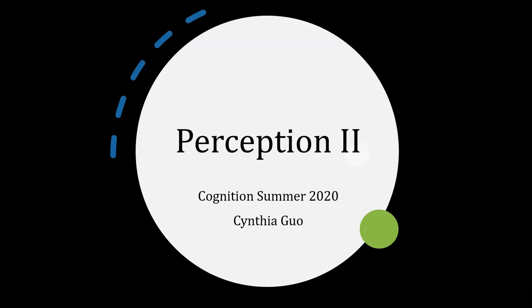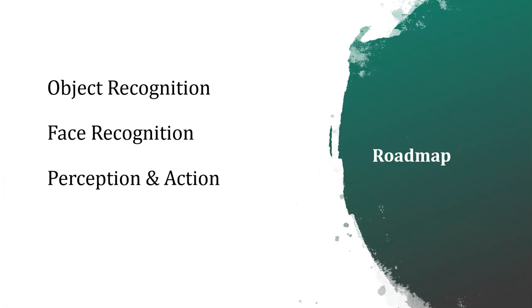Hi everyone, this is part 2 of the lecture on perception. In this lecture, we will discuss how our perceptual system deals with the problems of object recognition, face recognition, and how our perception and action are closely intertwined.